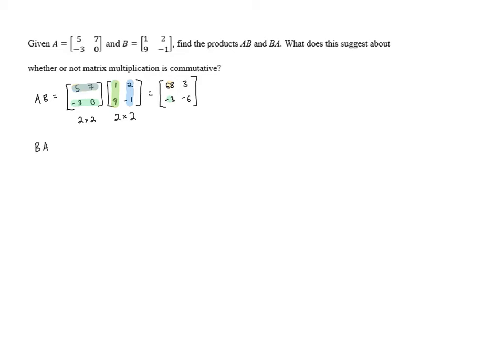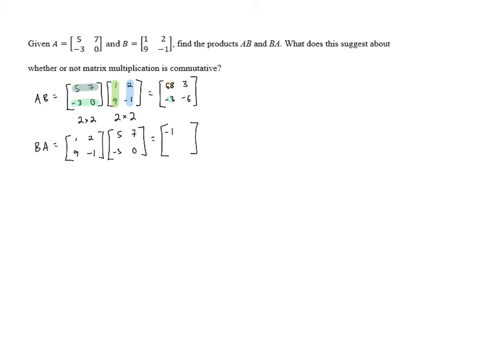Next, we'll look at the product BA. In this case, we have to switch the order of the two matrices. Note that the dimensions are going to stay the same, so we can still do this product, and we should still end up with a 2 by 2 matrix for the result. So to get the first entry, we take the inner product of the first row and the first column. 1 times 5 gives us 5, and then 2 times -3 gives us -6. 5 plus -6 is -1.